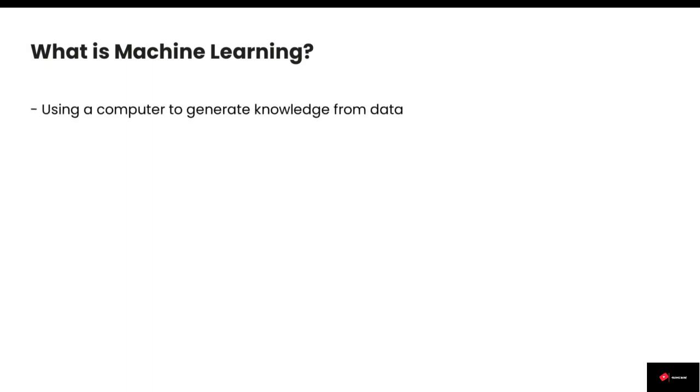Hello! In this section, you will learn a little bit about machine learning and how to do it with Python. First of all, let's understand what is machine learning. Machine learning is basically using a computer to generate knowledge from data. An example can be image recognition.